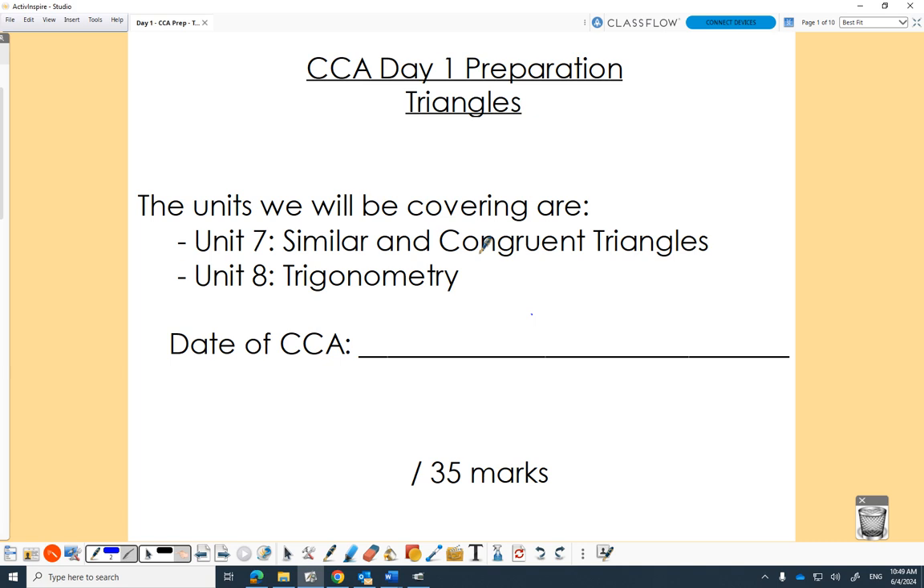I'm not going to because your trig test is tomorrow. The way we've organized things, you're like, don't tell me about similar triangles today. Tell me about trig today. So we're going to skip ahead in your package a little bit and do that.